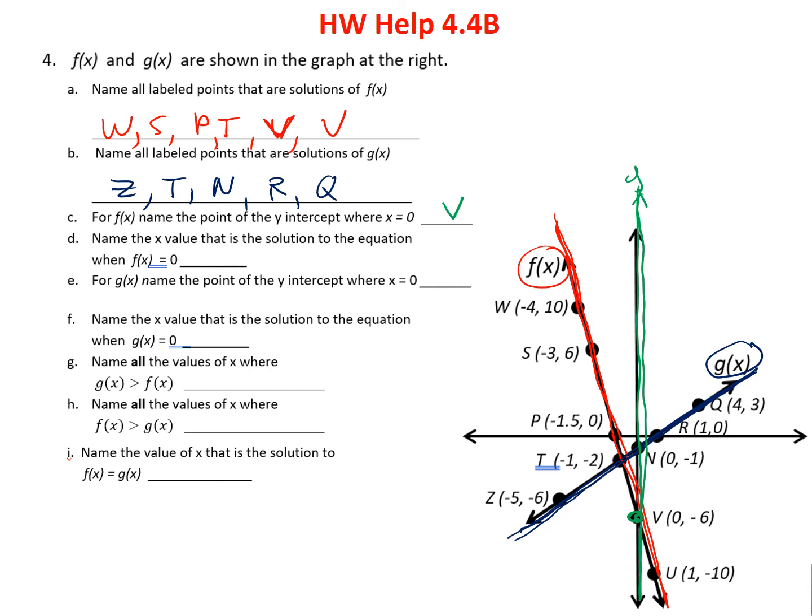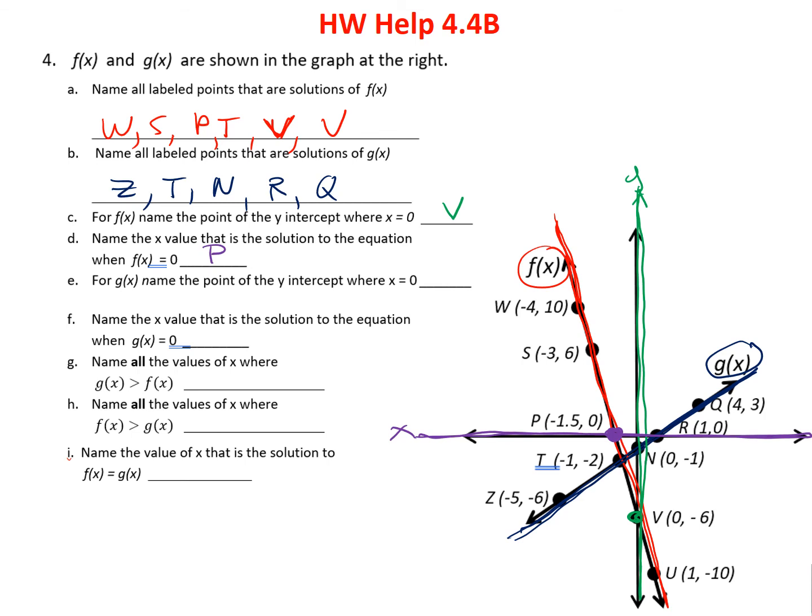Now it's also asking on the same hand, name the x value where the solution is equal to f of x equals 0. This is actually asking kind of for the x-intercept. Along the x-axis, y equals 0. So where does f of x intersect that one? Right here. F of x intersects the x-axis at point P.